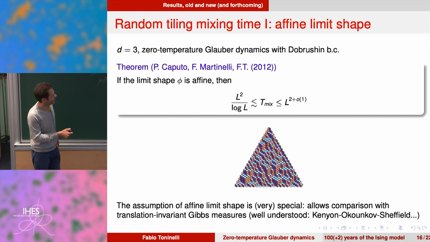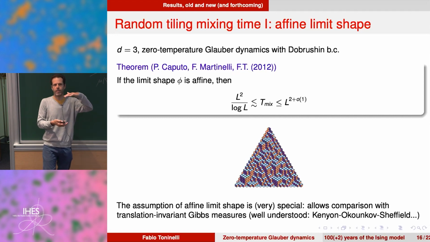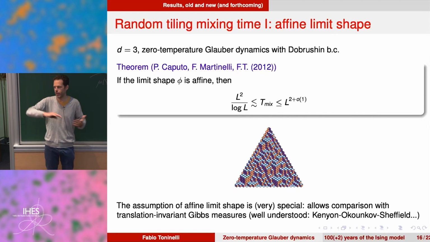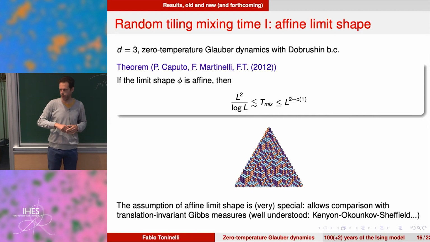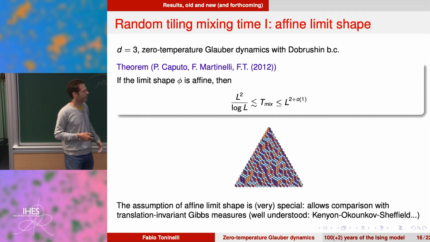Right. So this assumption of affine limit shape is very special. And why is it special? Because in the long time regime, you start getting closer and closer to equilibrium. And since the limit shape is affine, you can somehow compare your measure with infinite volume translation invariant measures. I cannot explain how, but somehow it's really essential.